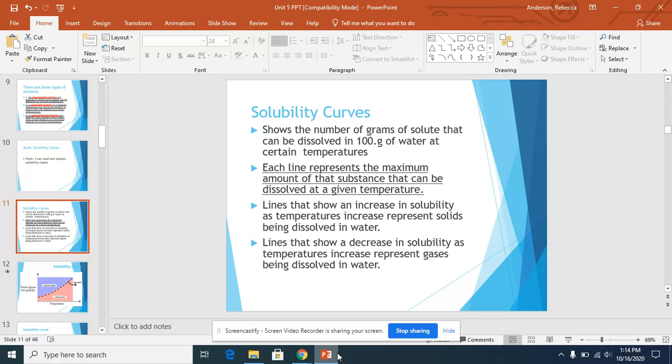Now each line represents the maximum amount of that substance that can be dissolved at a given temperature, which we talked about yesterday. That would be a saturated solution where it has that maximum amount. Lines that show an increase in solubility, or the line goes up, tends to be a solid being dissolved in water, and lines that show a decrease tends to be a gas being dissolved in water.